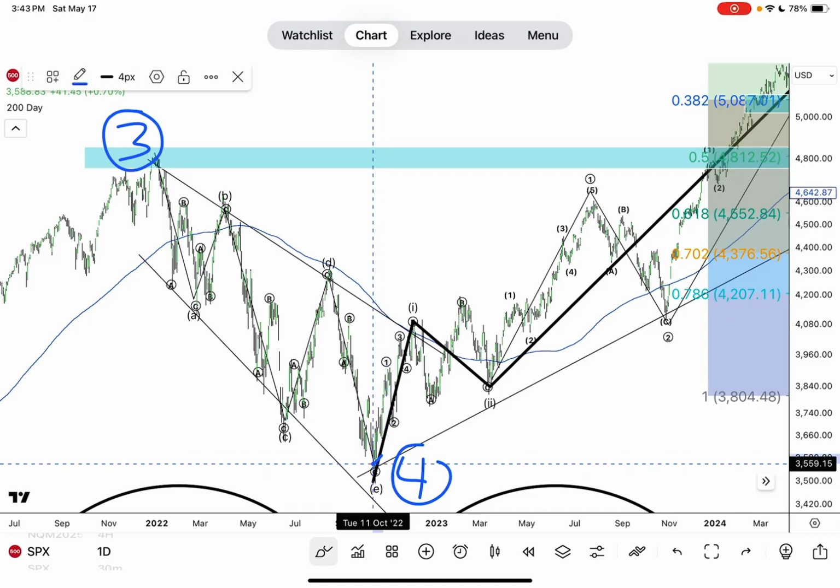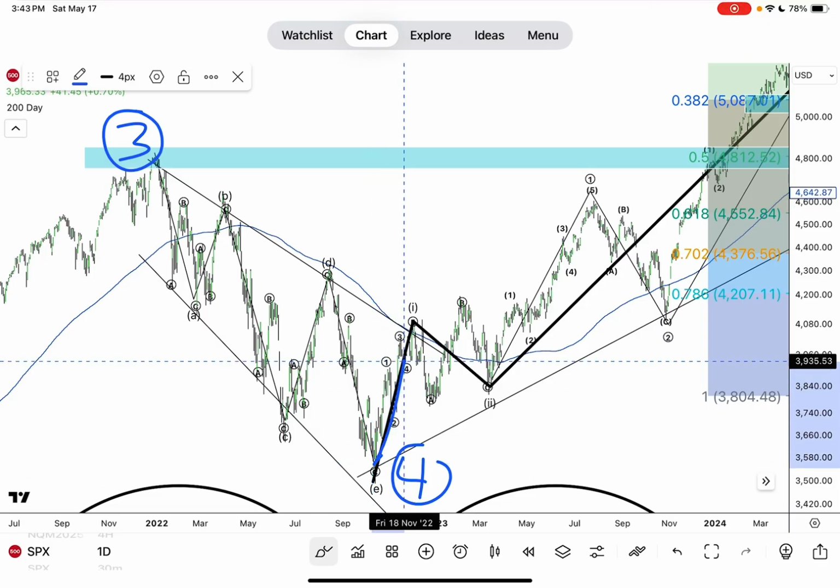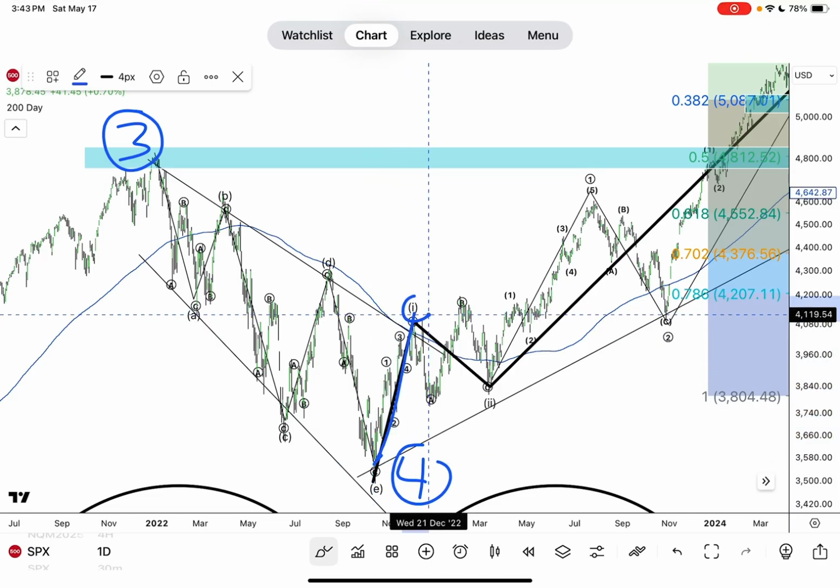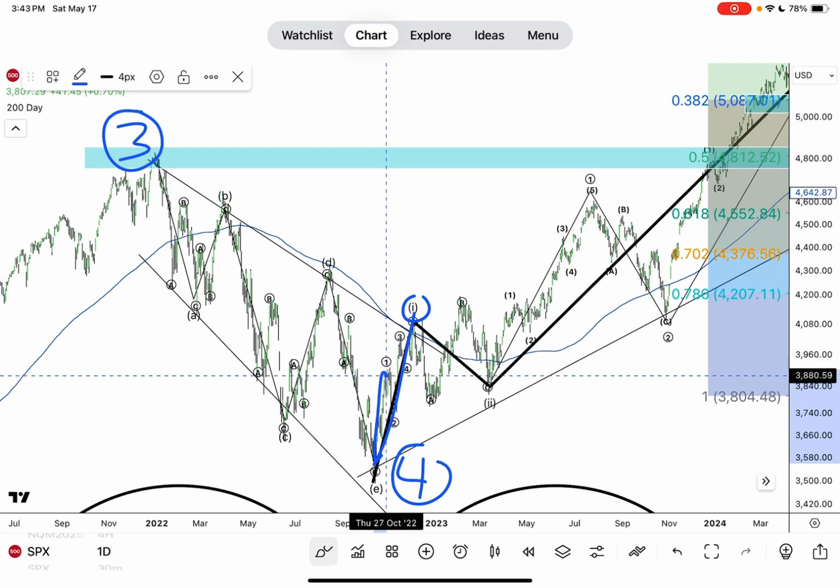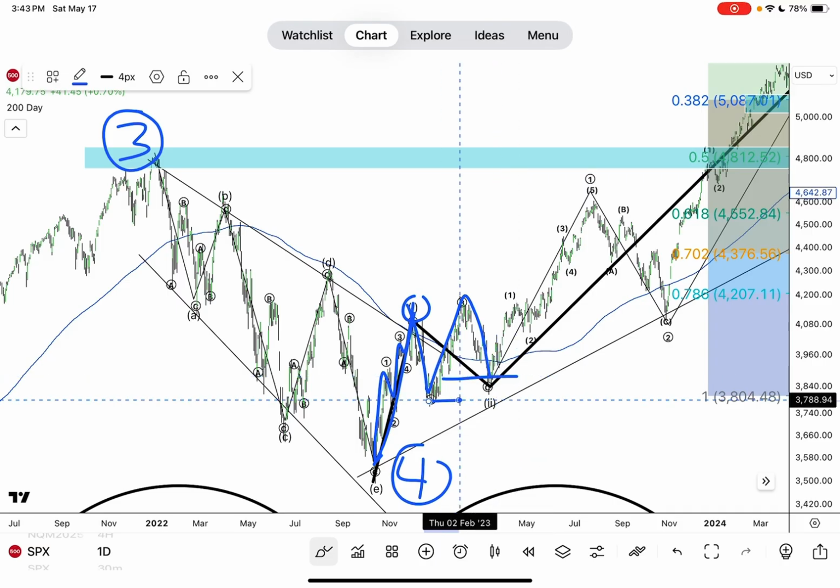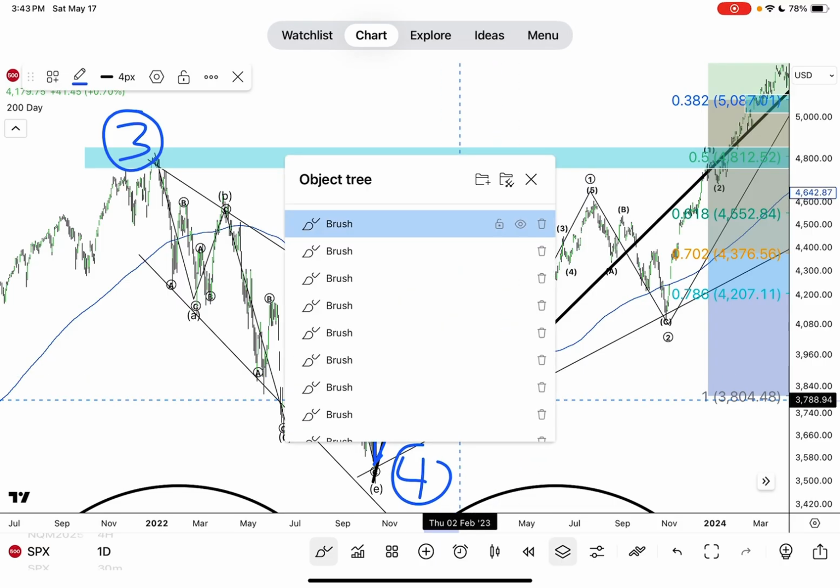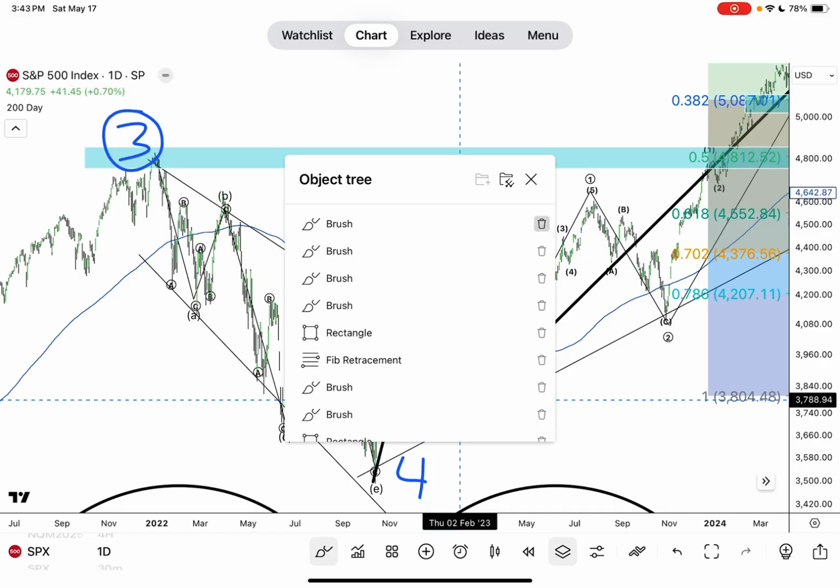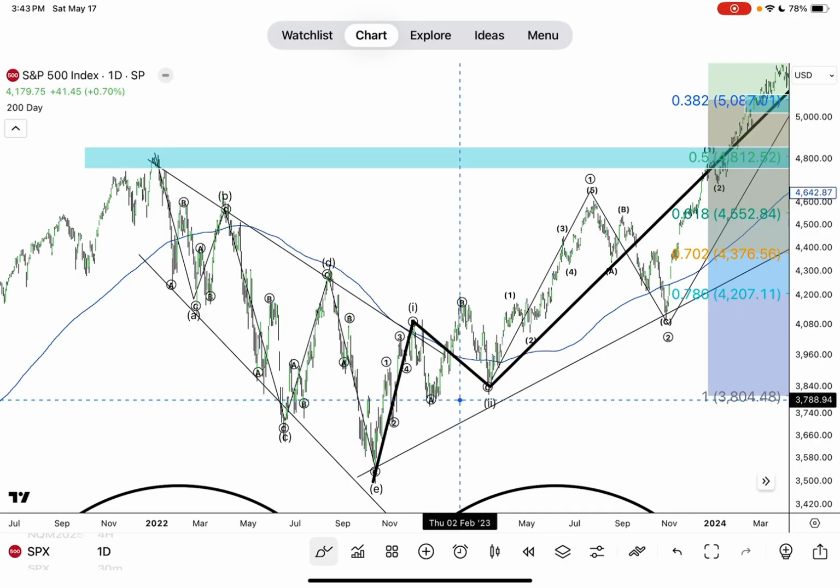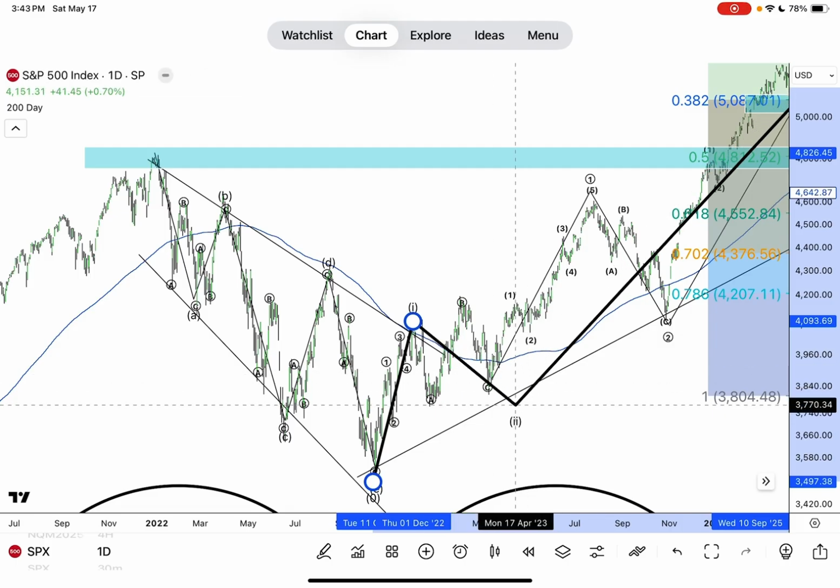Going all the way back to 2022, we have a leading diagonal to the upside for your wave 1. So it's a leading diagonal because the waves are overlapping here. You then have an ABC correction in the form of a flat pattern where your C wave fails to terminate beyond the bottom of your A wave. And this is your wave 2. Okay, so let's just remove these drawings so I can show you a little more clearly. This over here was your wave 2.